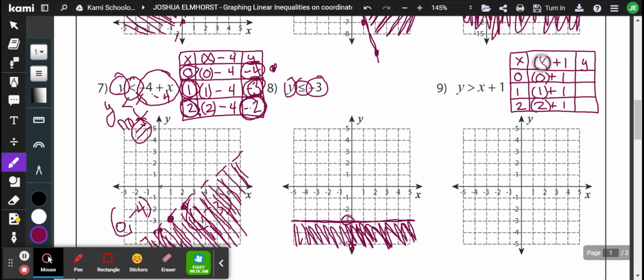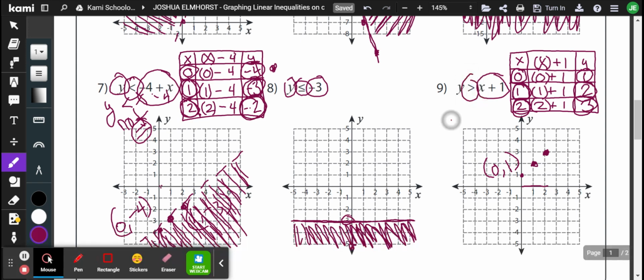And for the last one, we have x plus 1 for the rule. And now we take out x and put in 0. 0 plus 1 is 1. 1 plus 1 is 2. And then 2 plus 1 is 3. So we're going to graph our first point, 0, 1. Then we're going to graph our second point, 1, 2. Over 1, up 2. And then our third point, 2, 3. Over 2, up 3.